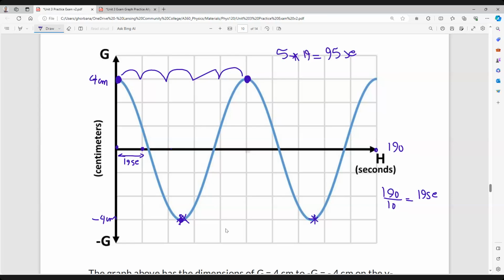Sorry, mine says 180 seconds, so we would just use 180. 180 divided by 10 is going to be 18 seconds. And then 18 times 5, 1, 2, 3, 4, 5, is going to be your period. Just try to learn the concept, see what I'm doing. You just need to change the number because your number is different.